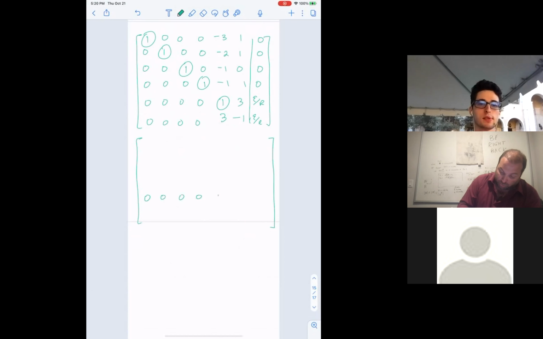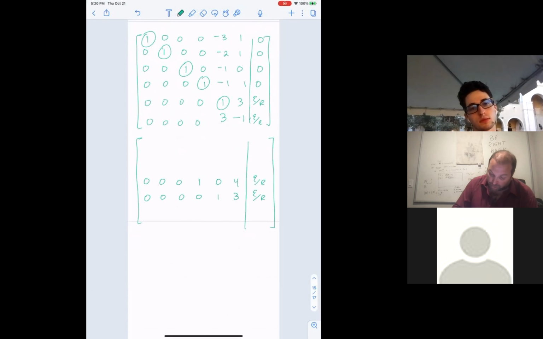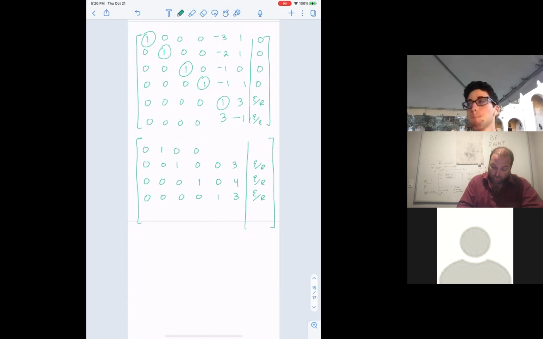1, 0, 0, 0, 0, 1, 3, and E over R. Add it to the one above it: 0, 0, 0, 1, 0, 4, E over R. Add it to 2 above it: 0, 0, 1, 0, 0, 3, E over R. Multiply it by 2 and add it to the second row: 0, 1, 0, 0, 0, 7, 2E over R. Multiply by 3 and add it to the first row, which is 9E over R.